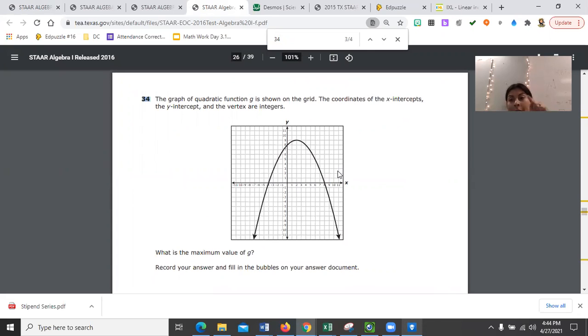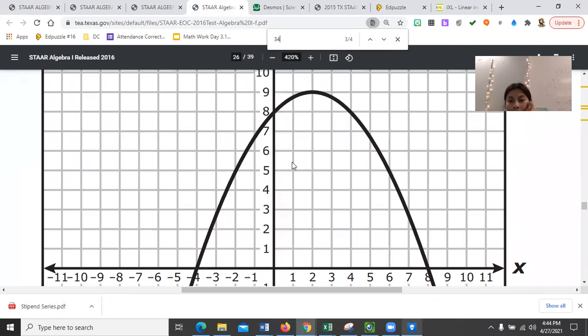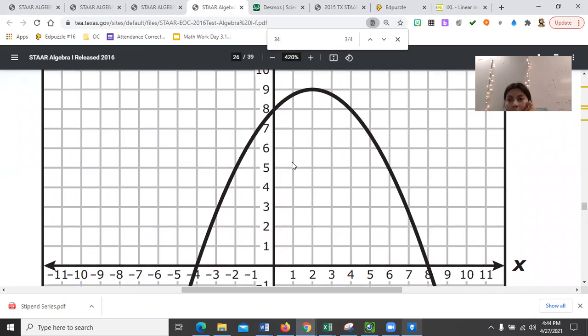Okay, so here they're asking for the maximum, which means you find the vertex and it's the y value. So let me zoom in. Stop the video. What is the vertex? The x, comma, y. Okay, let's see if you're correct. So the highest point, it's not these, these are the zeros. So tell me the zeros. The zeros are -4 and +8.